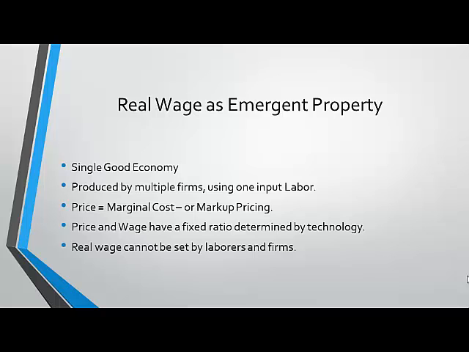So what does it mean? I will give one very simple example to explain what an emergent property means. Then we will give more complicated examples, because this is a very important issue. So suppose that we have a single good economy. Laborers produce the good. There is only one input, and suppose that the price is the marginal cost, and everything is constant cost. And suppose that firms do either marginal cost pricing or markup pricing.